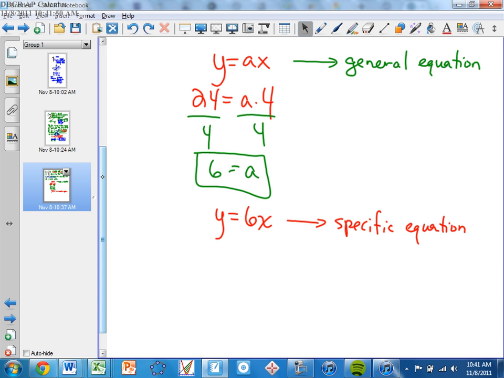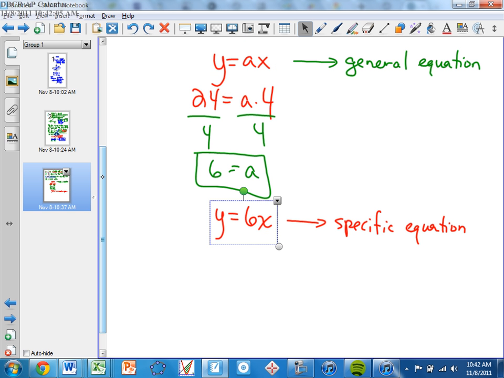If I knew that y was 18, and follow where I'm pointing, please. I'm looking at this equation right here. If y were 18, can I solve for x in this equation? No. Because you don't know a, right? But now look down here. If y is 18, can I solve for x now?